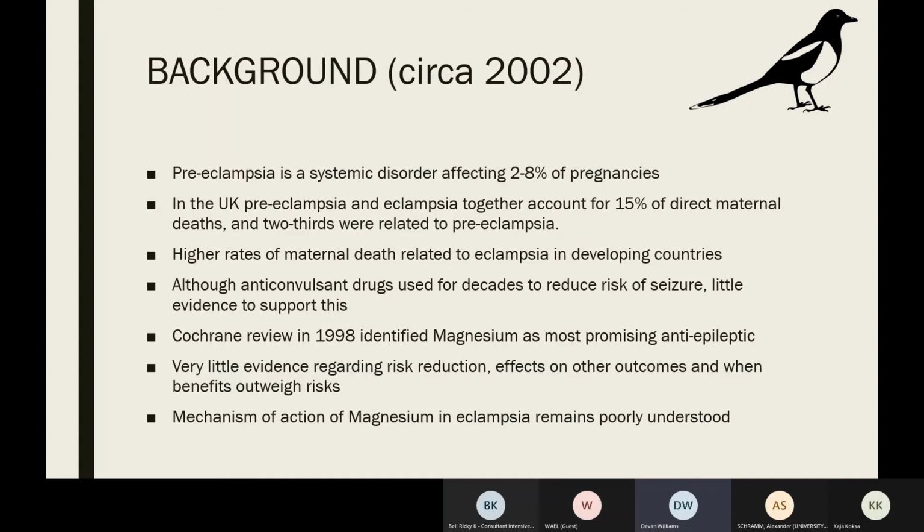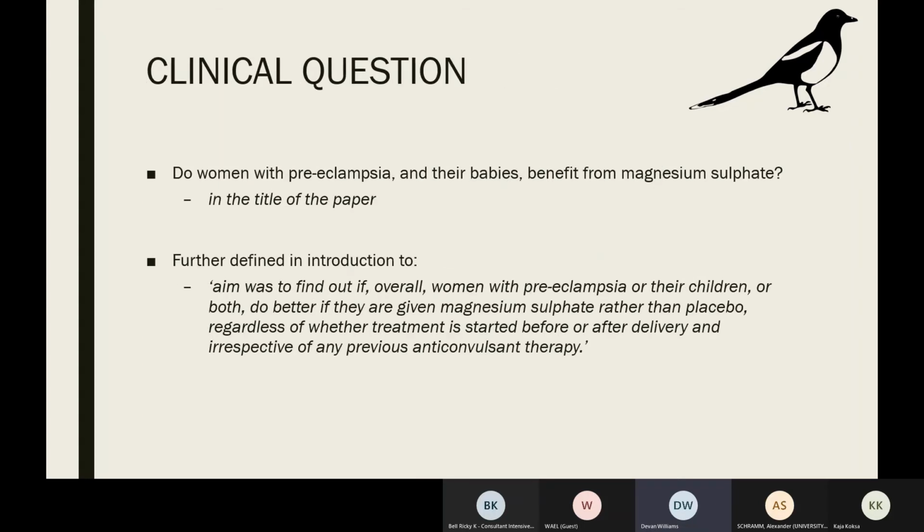With any paper, I think having a good clinical question to start off with is a good launching point, and this one's in the title of the paper really. Later on in their introduction, they mention something more specific, which is to see if both women and their children do better if they're given magnesium rather than placebo, and whether the treatment started before or after delivery, irrespective of anything else, actually helps.